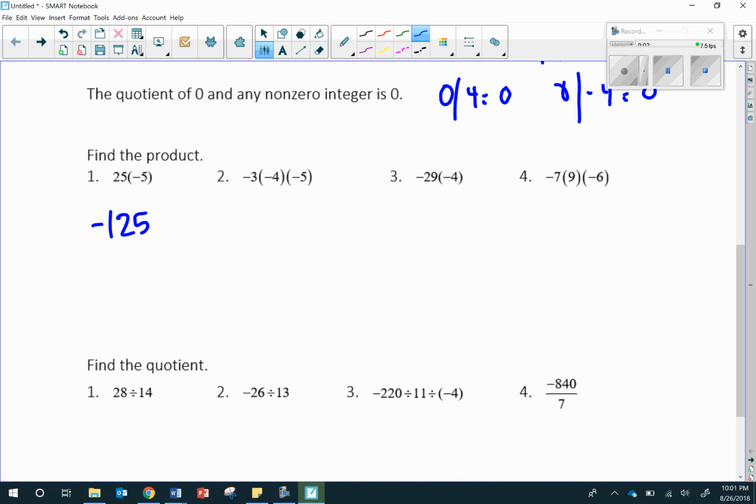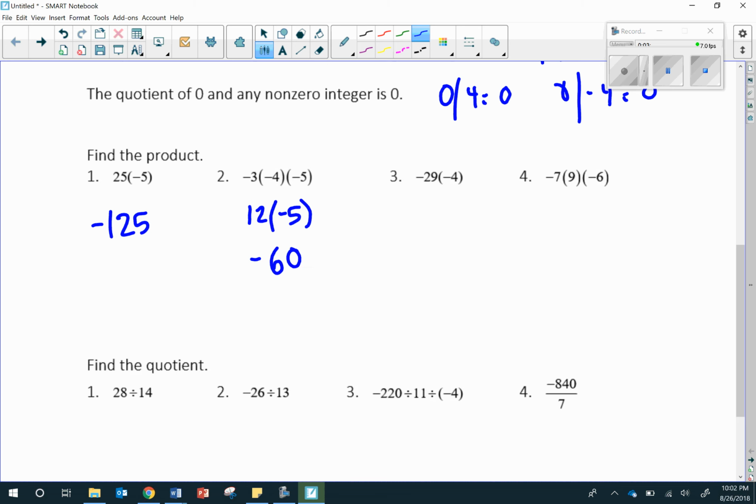In number 2, we have 3 integers to multiply, so I suggest that we do this step by step. Negative 3 times negative 4, those signs are the same, so that is going to be positive 12, but we still have that negative 5 to multiply. 12 times negative 5, our signs are different. Our product is going to be negative 60.